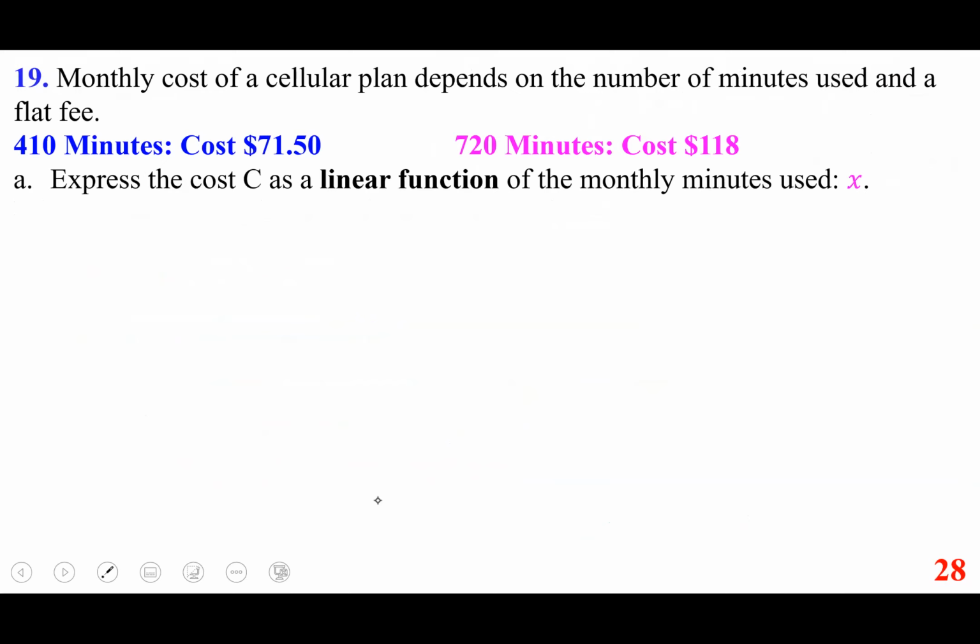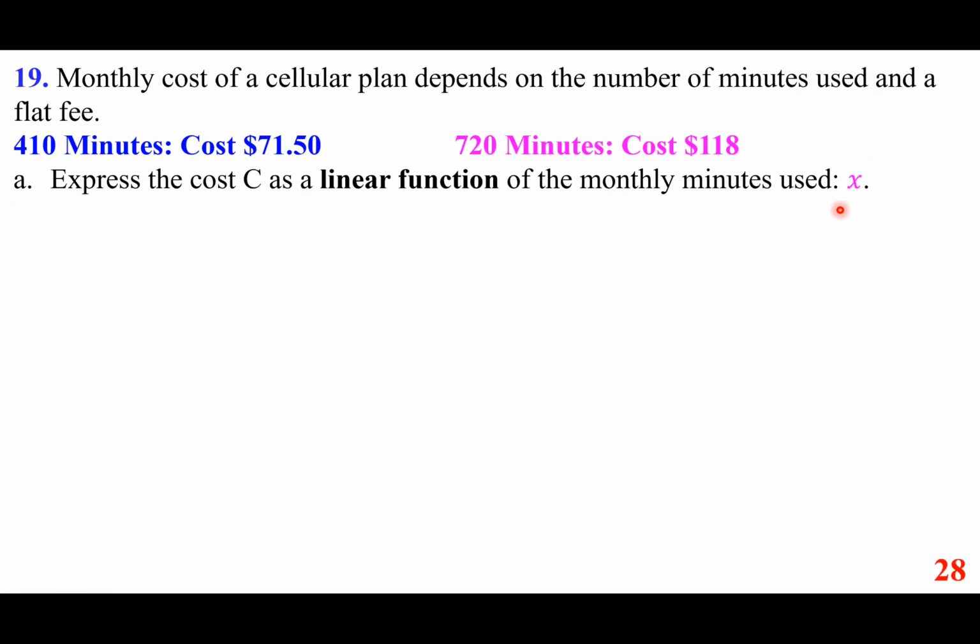Monthly cost of a cellular plan depends on the number of minutes used and a flat fee. 410 minutes cost us $71.50. 720 minutes cost us $118. And we know it depends on the number of minutes used and a flat fee. So right away, it becomes a linear function. Express the cost as a linear function of the monthly minutes used x.